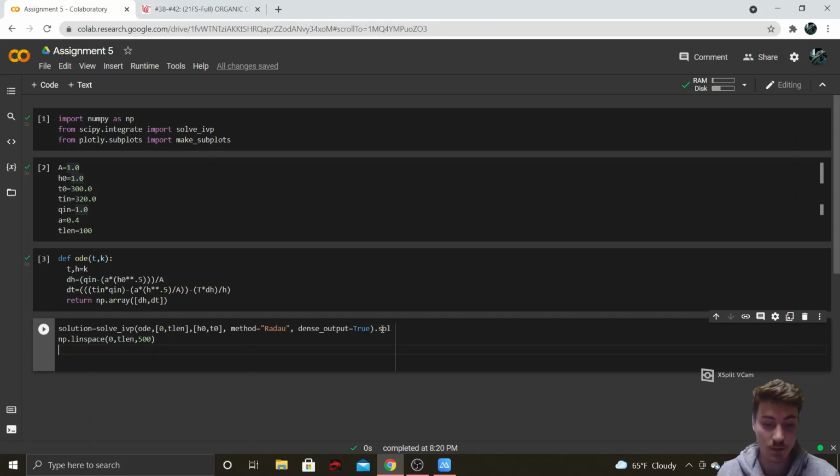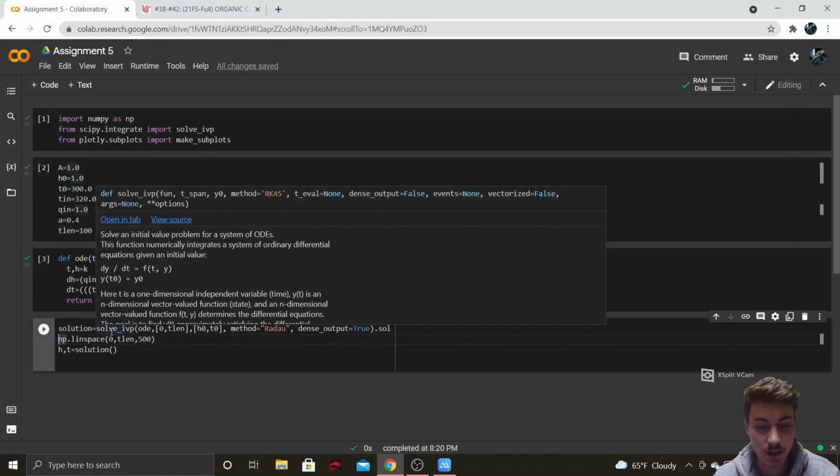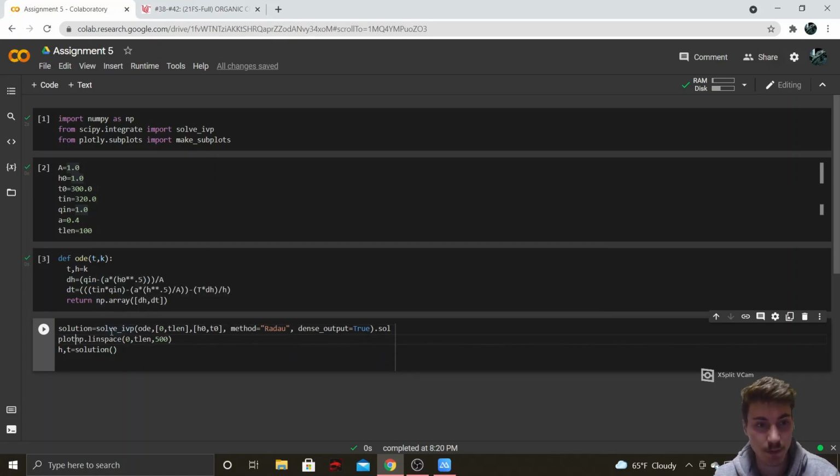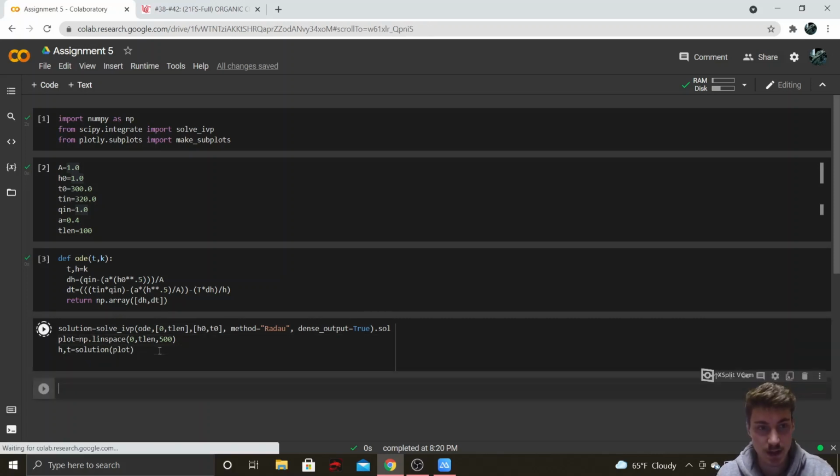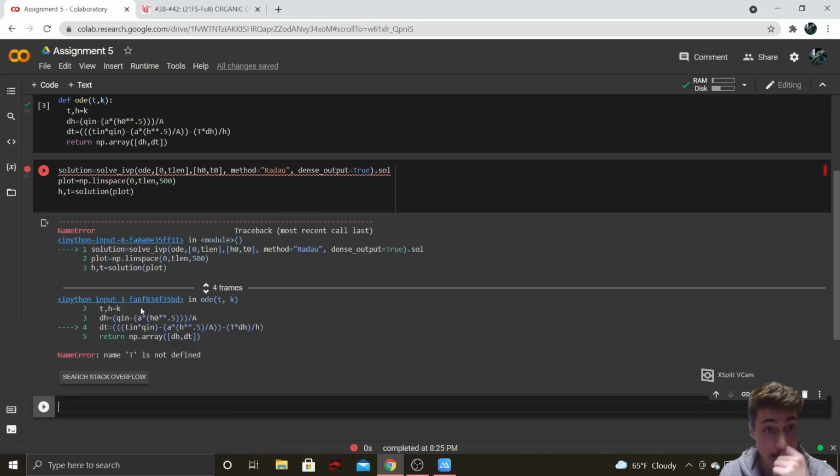And then also we want to set our h and t to be equal to the solution of our... oh shoot, forgot to. We can just say this is plot is equal to that, and then our plot. So now we run that.